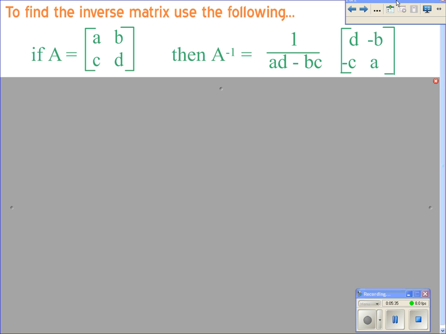So we're going to take whatever this is, 1 times this number down here, or 1 divided by that number, and then we're going to take that and multiply it by all of these terms. Now look at what we did. We switched the position of these two numbers, and then what did we do to the other two numbers? We just made them negative. We didn't move them at all. We just changed their sign.